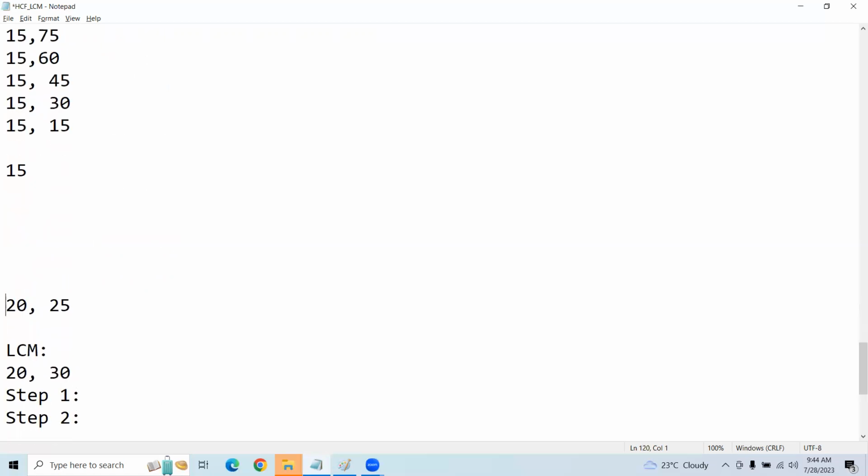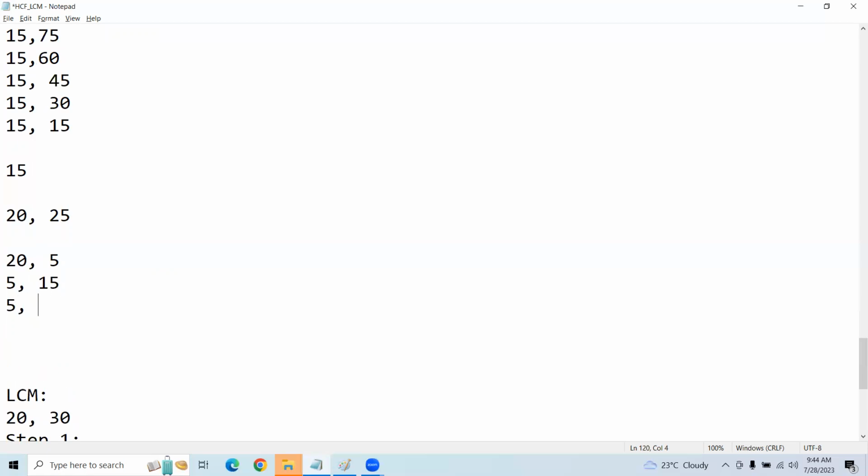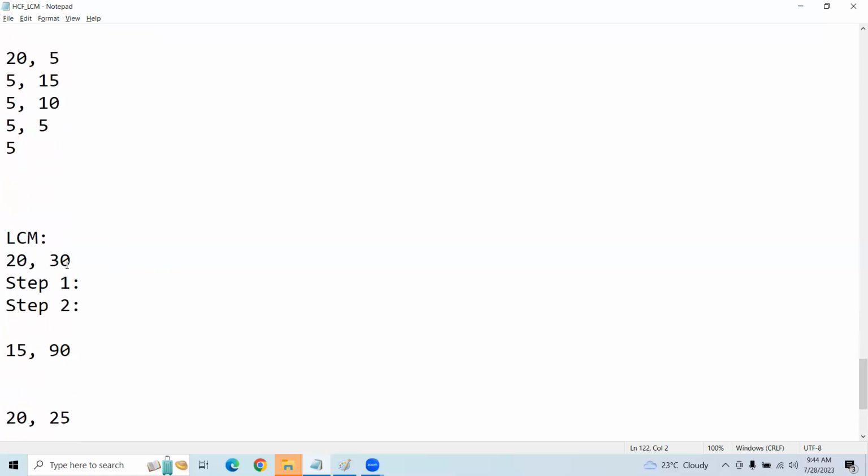Let's look at 20 and 25. Let's keep the smaller number as it is, 20. And what is the bigger number? 25. 25 minus 20, 5. Now what is the smaller number? 5. And what is 20 minus 5? 15. Keep the smaller number as it is, 15 minus 5, 10. Keep the smaller number as it is, 10 minus 5, 5. So you got to know in just 3-4 subtractions that the HCF is 5. Now let's look at the shortcut method for LCM.